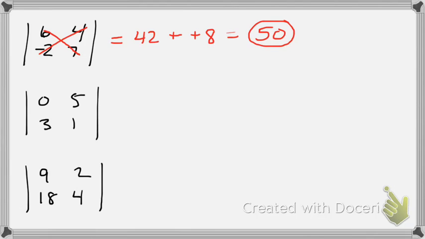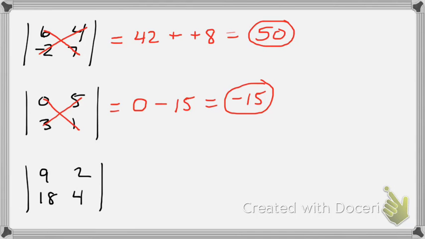Second one, you can also make a dumb mistake. 0 times 1 is 0. If you put 1, you made a dumb mistake. Minus 15, -15. Third one, 36 minus 36, 0.